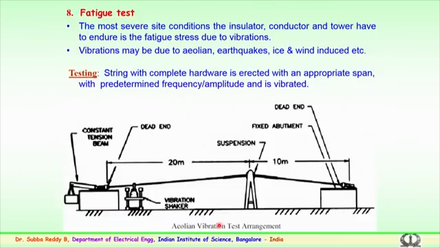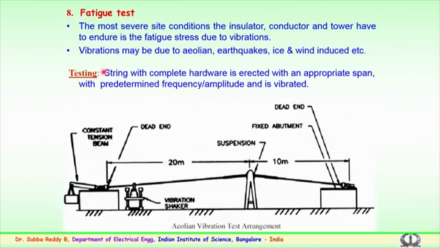The next is the fatigue test. This is a mechanical test which is done for severe site conditions with the insulator and also the accessories which are connected, to see that the fatigue stress due to vibration is withstood by the arrangement. So, vibrations again could be due to aeolian vibrations, or because of natural earthquakes, or because of ice and wind induced conditions where the conductor vibrates or oscillates. So, for such conditions this test is conducted.